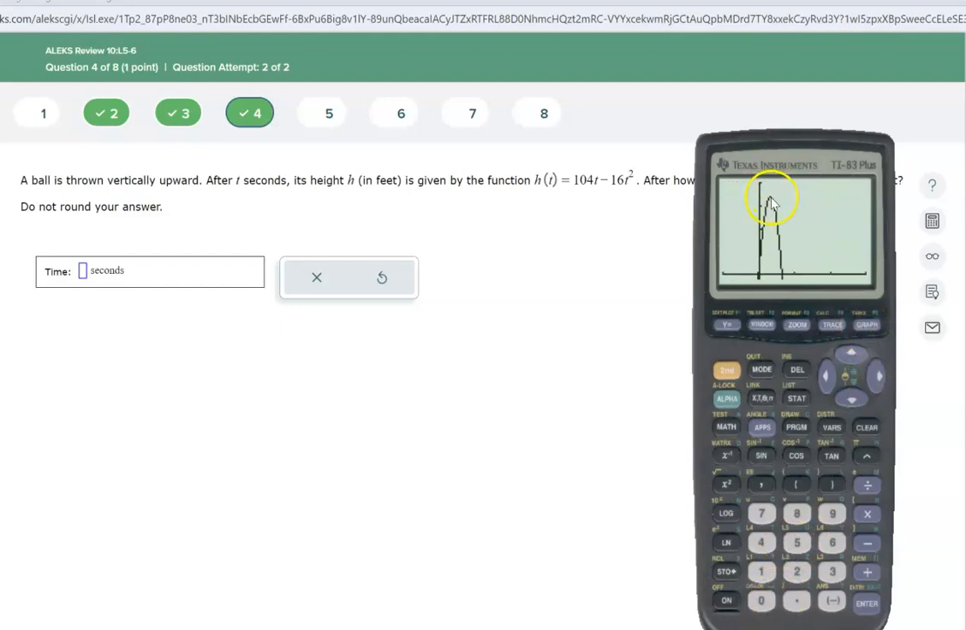There we go. I need to find the x-coordinate. So to do that, I'm going to hit second, trace. I want to find the maximum, so number 4. So left bound, I want to be on the left-hand side of the axis of symmetry, or the vertex. So enter, right bound, go to the right side, hit enter a third time, and it will tell us 3.25.